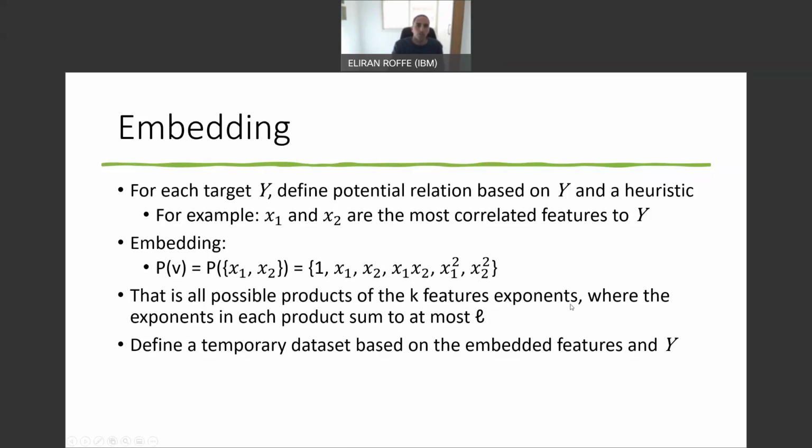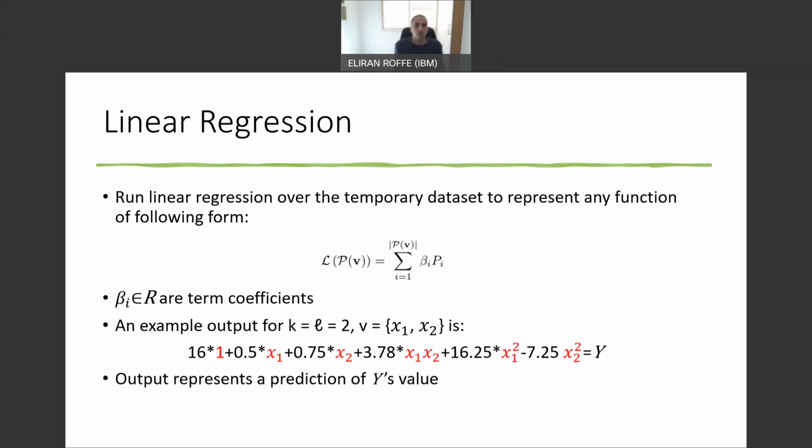For these features and for the y feature, we'll define a temporary data set. Then we'll run a linear regression over the temporary data set, and we receive a function of the form that you will see here. What is this form? We have the features and we have coefficients, which are the coefficients of the linear regression. It is basically like a formula whose result, or prediction, approximates y, the true value. Of course, it is related to how good the linear regression was. And this brings us to the next slide, which is measurement.